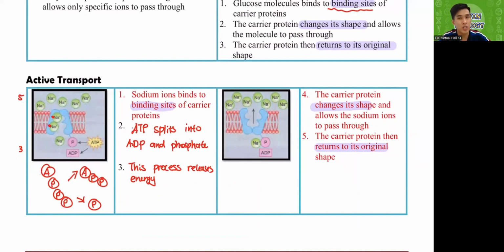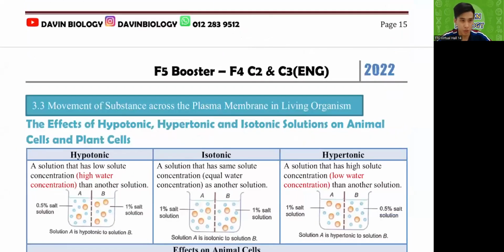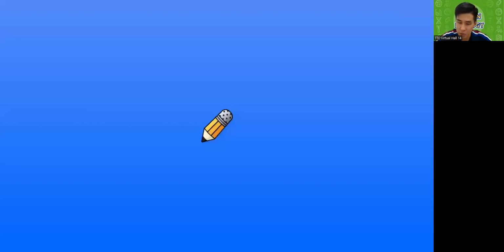Movement of substance across plasma membrane in living organisms. So this is the so-called hypo, iso, hypertonic. Now, for those who still don't know what is hypo, iso, hyper, I'll just explain it real quick, real brief. Now remember, in a solution, you have two things.